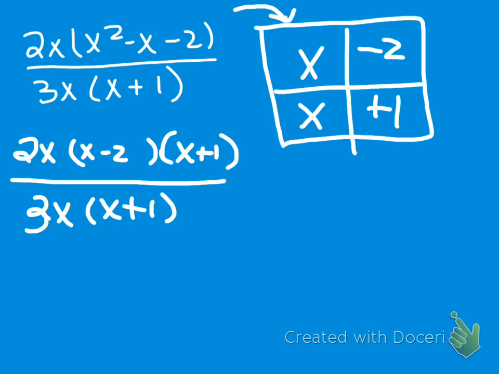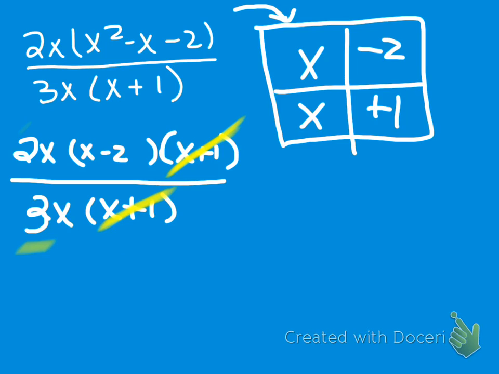Okay. So now, do we have any factors on the numerator that are the same as the denominator? The x plus 1, that's right. So I'm going to change colors. Okay, we also have another one. The factors in the numerator are 2, x, and x minus 2. And the denominator's factors are 3, x, and x plus 1.